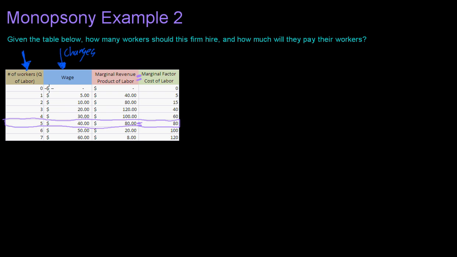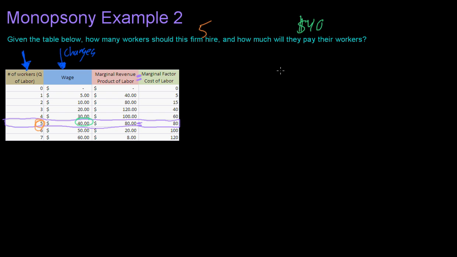Now the next part is, how many workers should this firm hire? And the answer is this firm should hire 5 workers. And then it asks, how much will they pay their workers? We just find the wage rate. So they'll pay them $40.